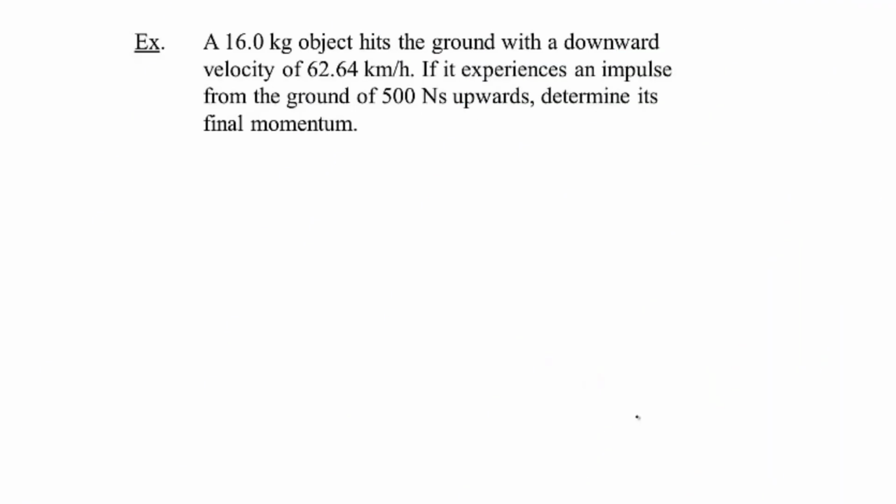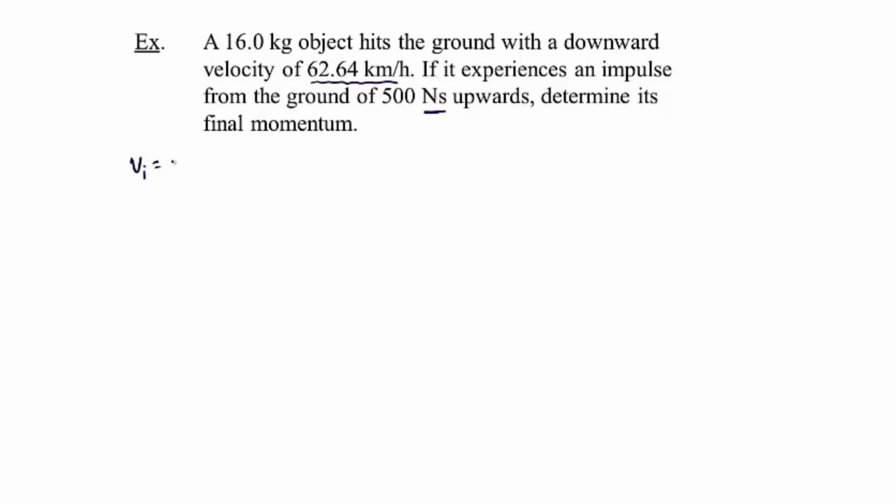So let's go over an example here. A 16.0 kilogram object hits the ground with a downward velocity of 62.64 kilometers per hour. If it experiences an impulse from the ground of 500 newton seconds upwards, determine its final momentum. So we've got our initial velocity in kilometers per hour and newton seconds here, so we need to convert the kilometers per hour to SI units first.